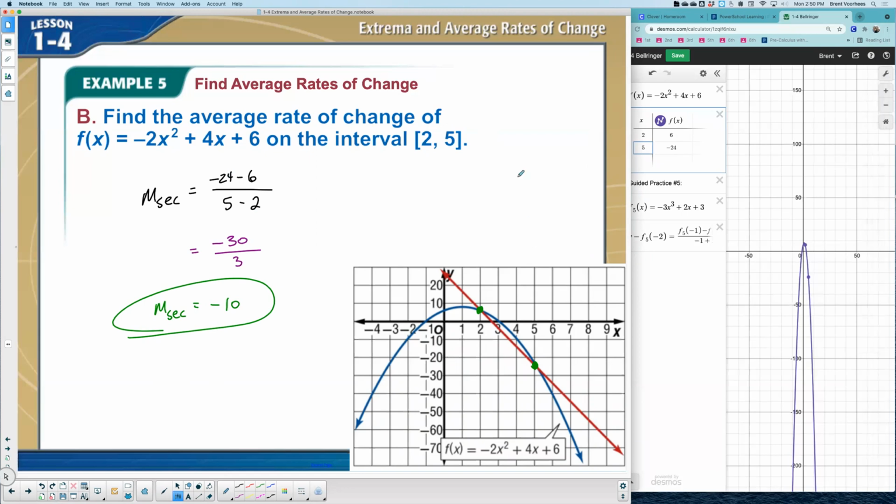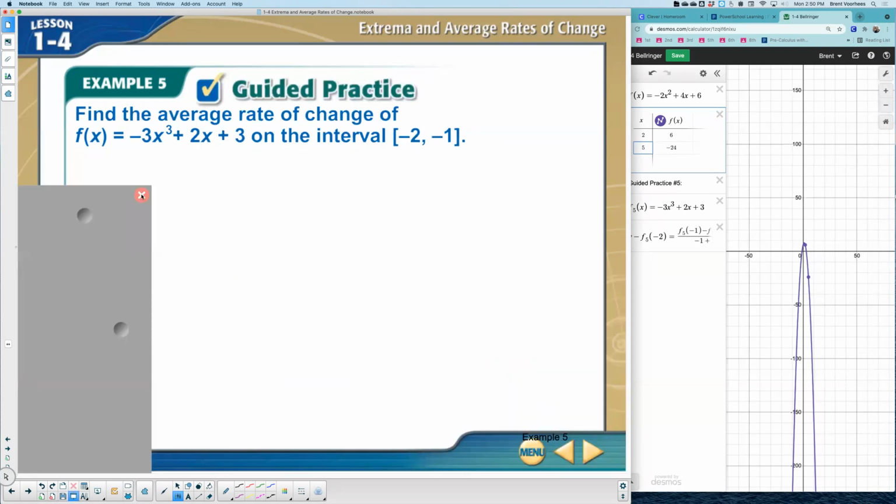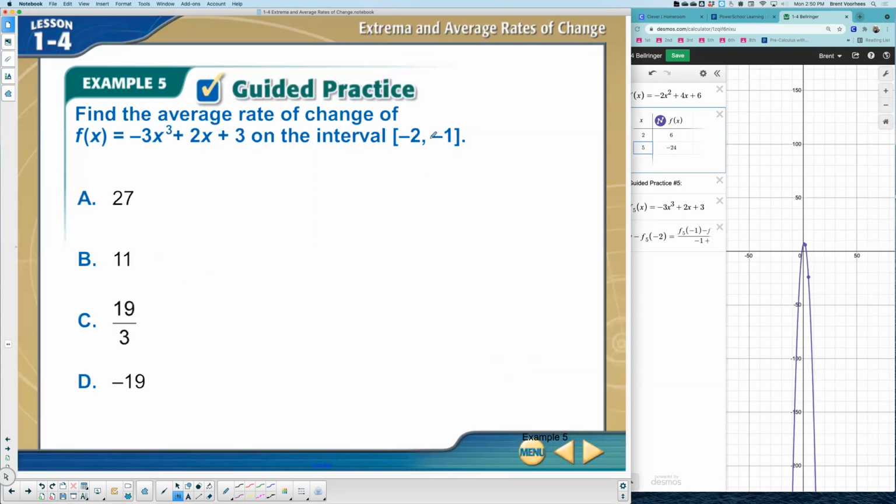All right, I'd recommend you use that table to discover what the slope is on the interval -2, comma -1 for this function here. I'll give you a few moments to find that value.